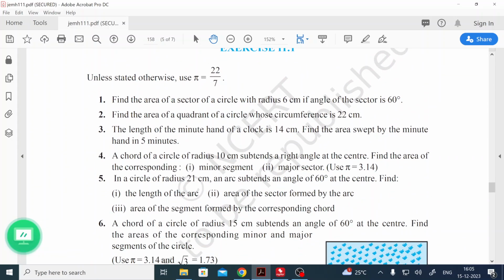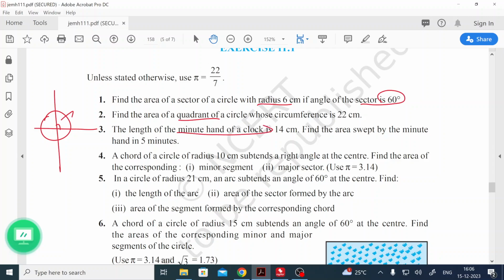The same thing, see, a radius 6, angle, what is that, 60 degree. That formula, pi r square into theta by 360, you have to use. Okay. Quadrant in the sense, 90 degree you have to take in the formula. Or else pi r square by 4 you take. Or else angle you take 90. Quadrant in the sense angle 90. From the circle, one part only is the quadrant. So angle 90. Understand? Right.